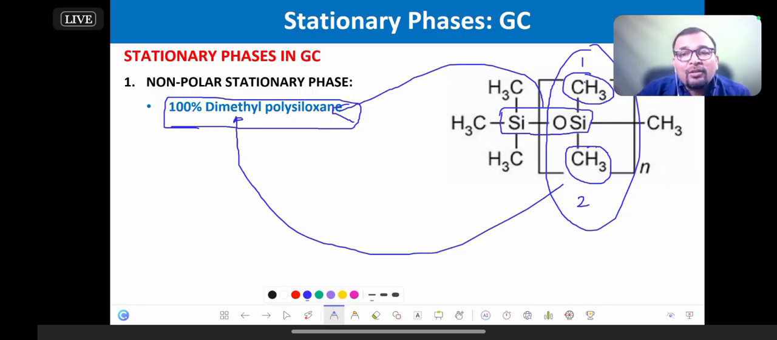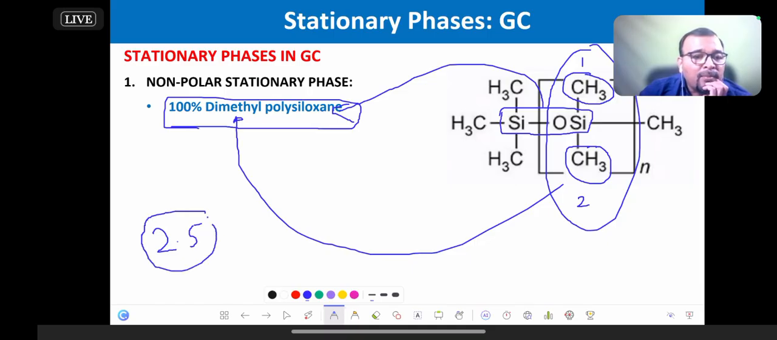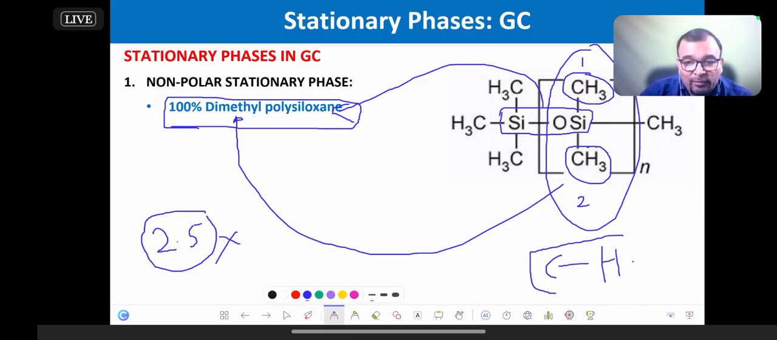And this hydrocarbon, dimethyl, does not get polarized. So understand, the electronegativity difference should be more than 2.5 for polarization of the bond. This carbon and silicon don't have a difference of more than 2.5, and because of that this doesn't get polarized. Same is the case between carbon and hydrogen. The difference in electronegativity is not more than 2.5, and hence this carbon-hydrogen bond doesn't get polarized.